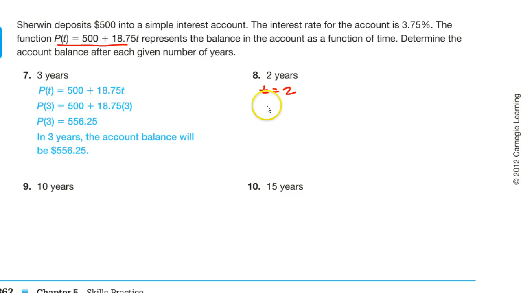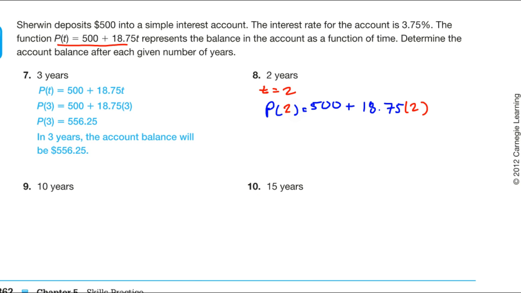So if we look at our function, we have that our P of 2, or P of t, we can actually replace that with a 2, which means after 2 years, is equal to $500 plus 18.75. And again, we're just going to substitute our value 2 and multiply that out, and we're done.